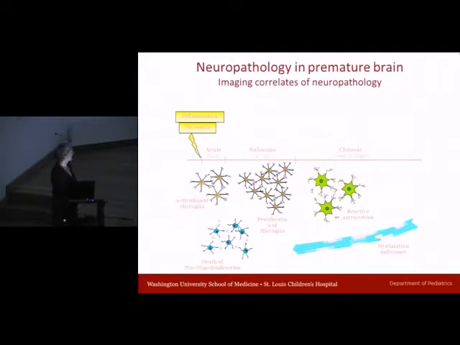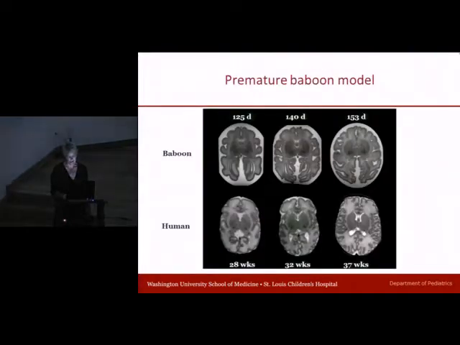Because of the loss of these cells, we're not going to have the wrapping and the production of myelin we expect, and so we're going to see myelin deficiency also chronically. So what out of all of these things can we actually see with imaging, and which imaging techniques allow us to see those things? Well, to get at that, we had the privilege of working with a premature baboon model.